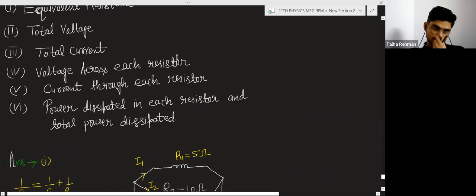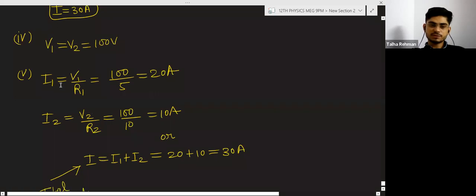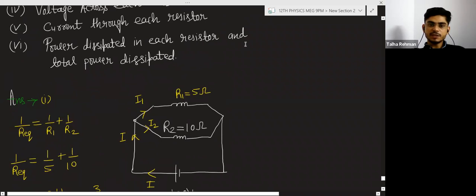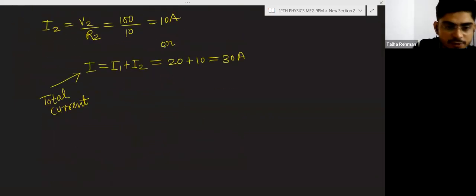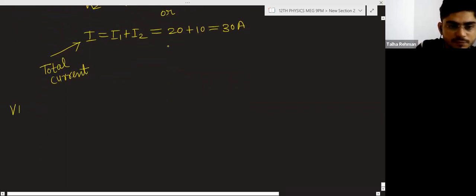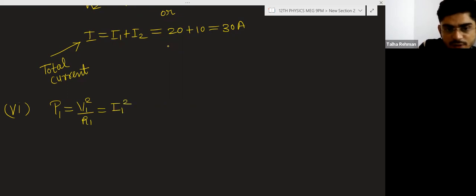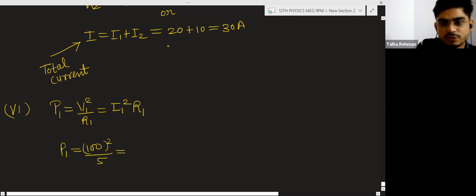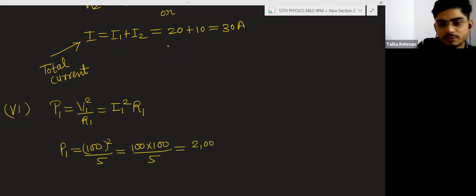And we have calculated the current through each resistor. I1, I2 means current through resistor 1 and resistor 2. Now we will calculate the power dissipated in each resistor and total power. This is the sixth part. Power dissipated in resistance 1 is equal to V square by R1, or you can either write I1 square R1. Depending upon you, you can use any of the formula. I am just using this formula. V square is 100 square. R1 is 5. So this will become 100 into 100 divided by 5. So this will become 2000 watt or joule per second.